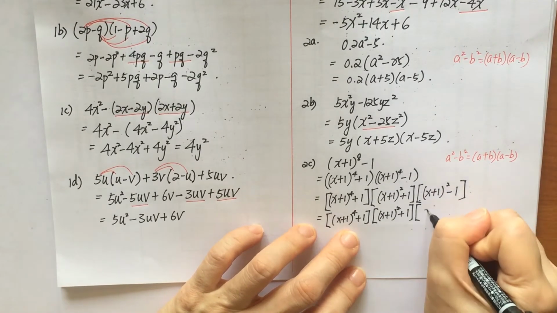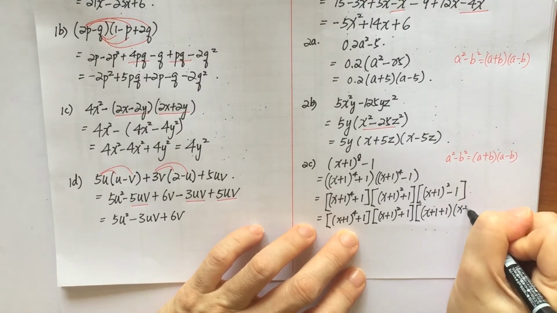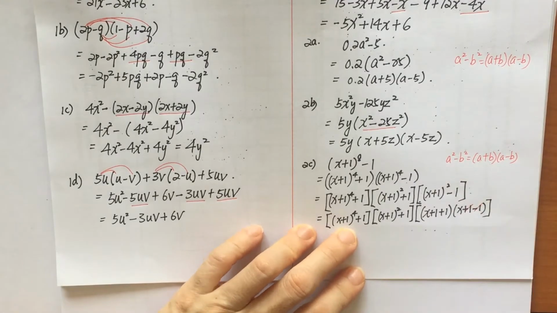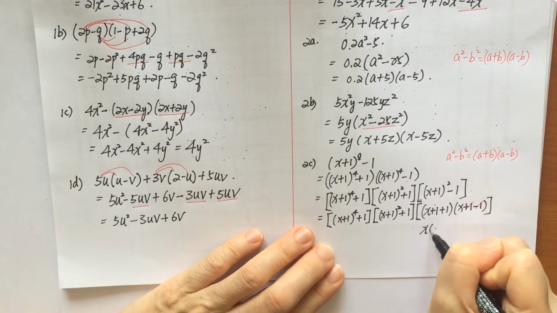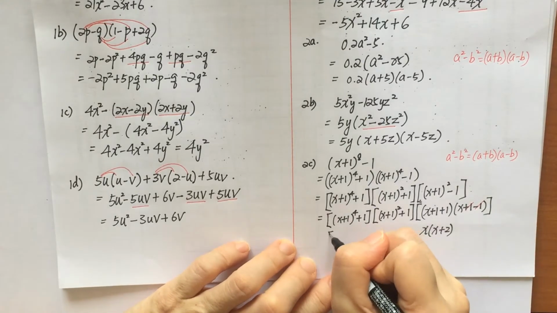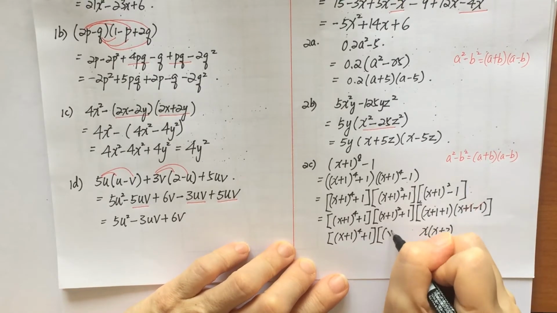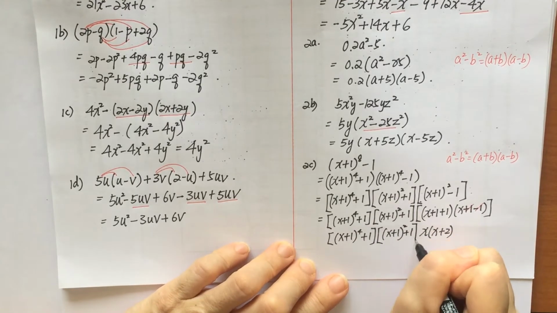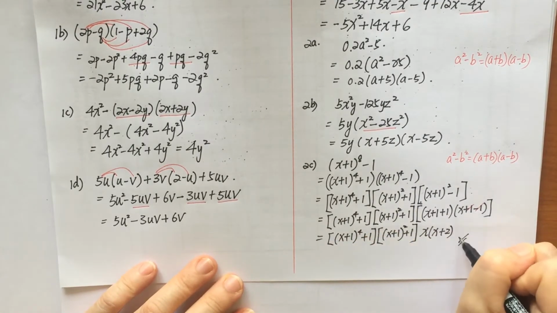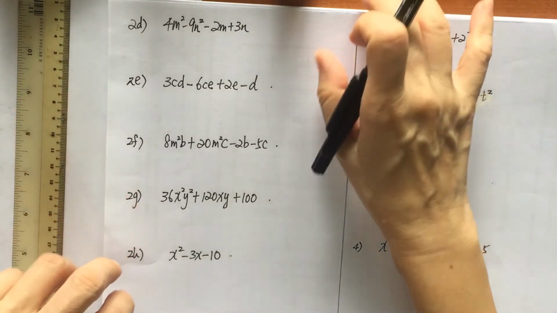So this one here continues to factorize to be x plus 1 plus 1, and then x plus 1 minus 1. Here the plus 1 and minus 1 cancel out, so you have x times x plus 2. And then the rest are x plus 1 power 4 plus 1, and then x plus 1 power 2 plus 1, times this one. Yes, that's all.